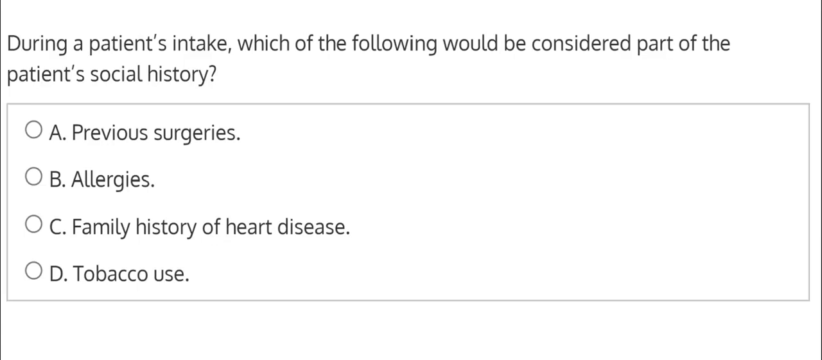This question asks, during a patient's intake, which of the following would be considered part of the patient's social history? So in order to fully understand this question, let's make sure that we understand what social history entails.